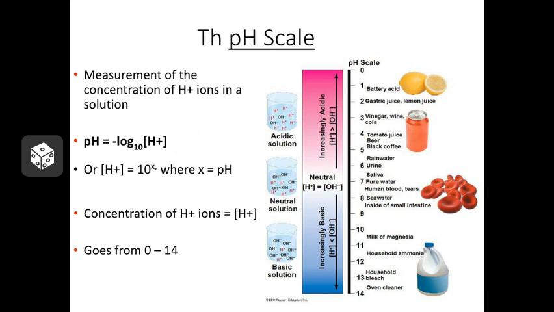When you are given the hydrogen concentration, I want you to remember that the pH is going to be the same as the exponent. So if you're told that the hydrogen concentration is 10 to the negative 3, remember that the pH is going to be 3. pH is recorded in positive numbers only, so if there's a negative on that exponent, you just ditch it. And the scale goes from 0 to 14.